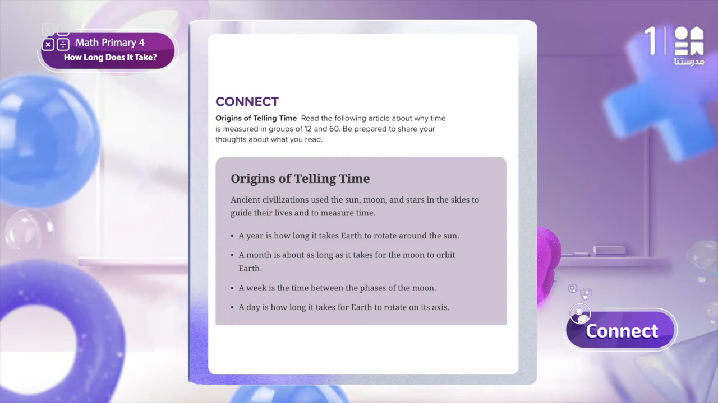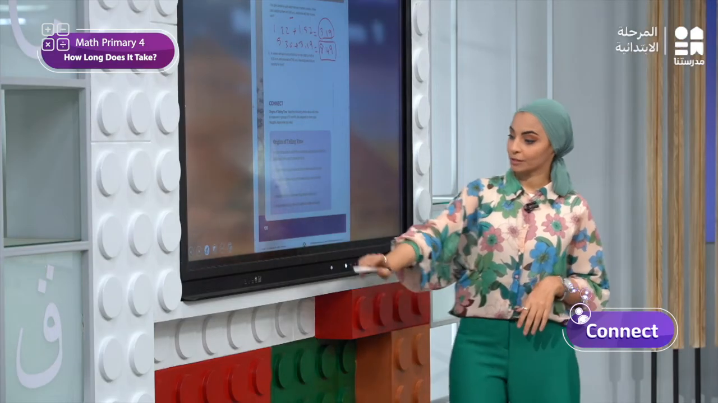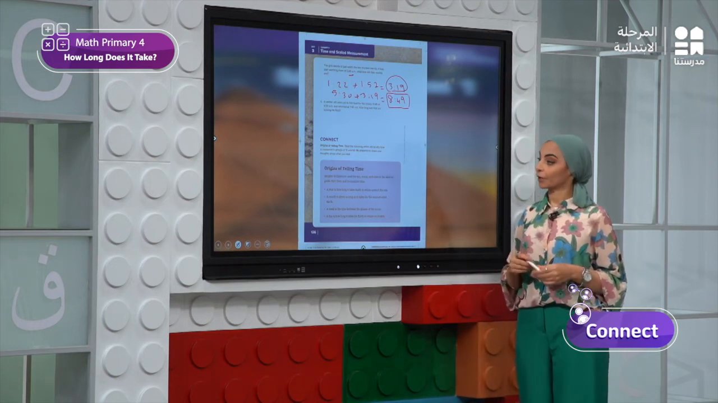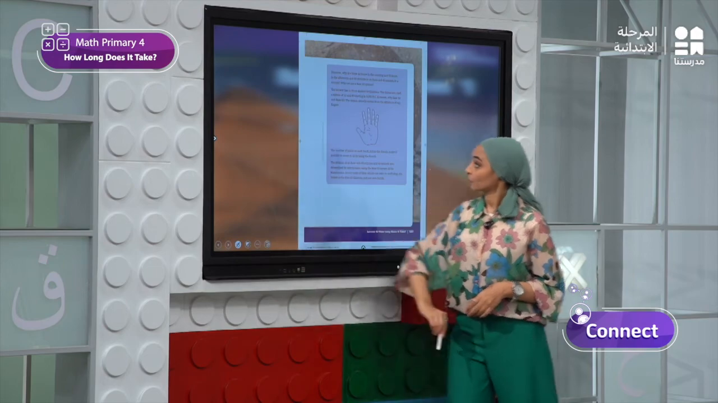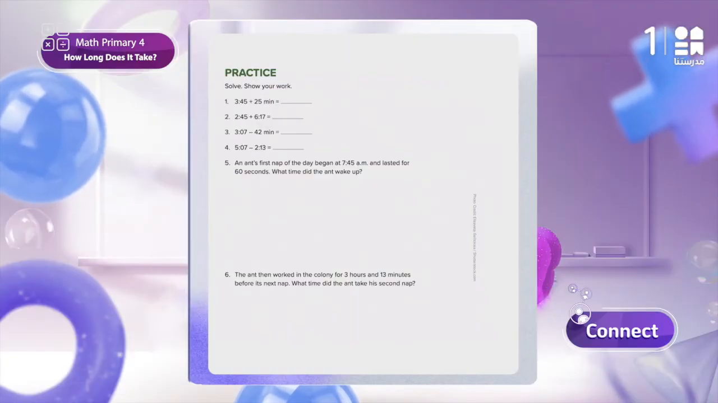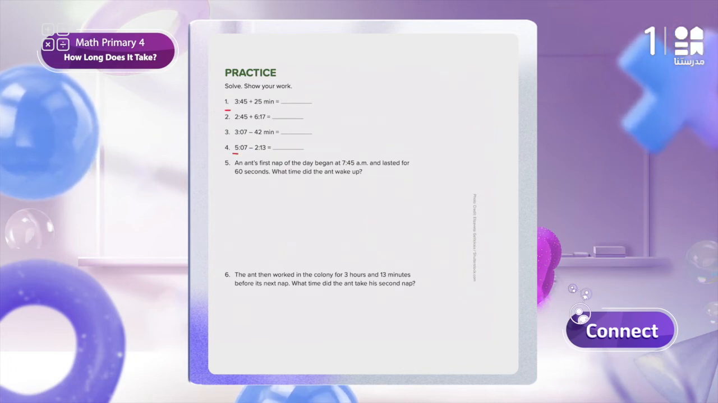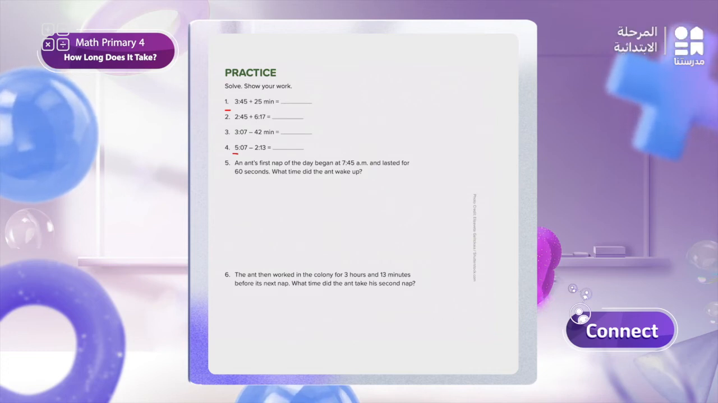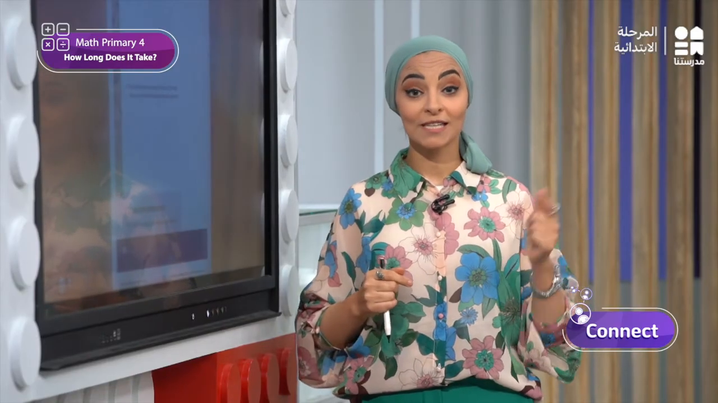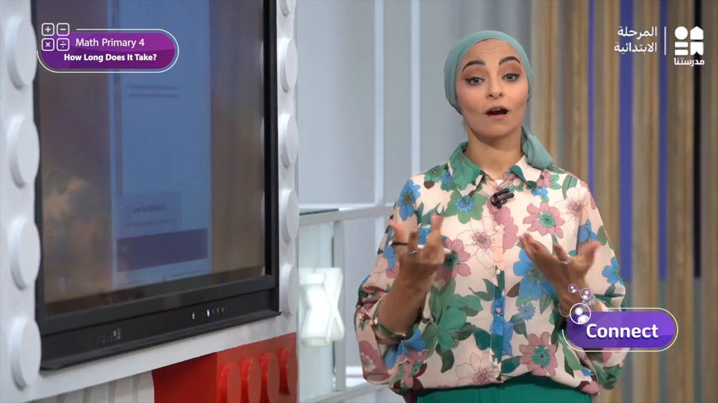Now you have a chance to apply what you have understood in practice on page 136. Now, problems number 1 to 4. Here are problems from 1 to 4. These problems are very direct, like the ones we have solved together before, and you can answer them on your own. Now, let's answer problems number 5 and 6 all together and see what they are about.